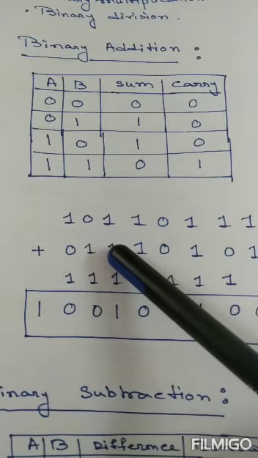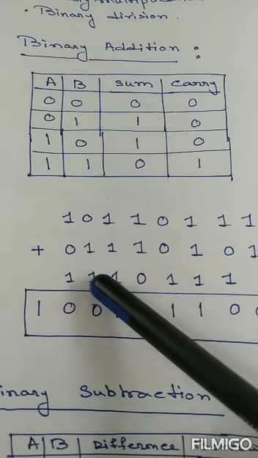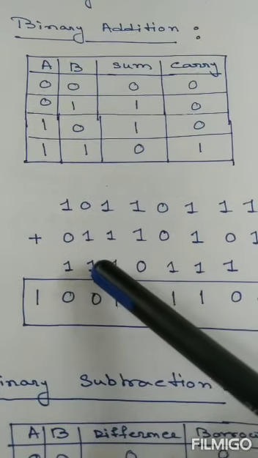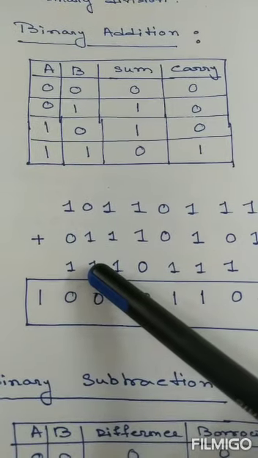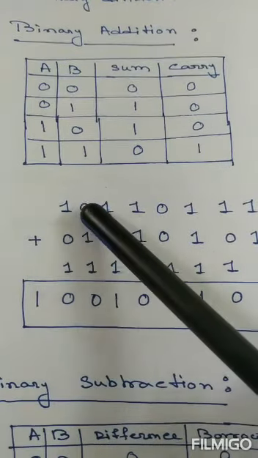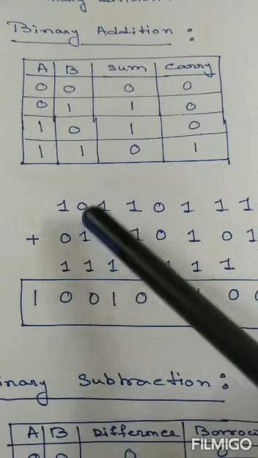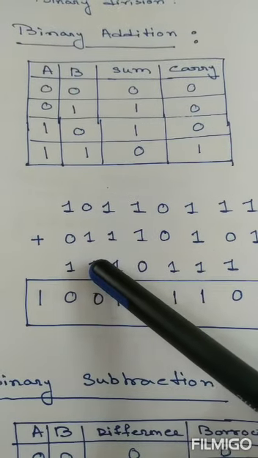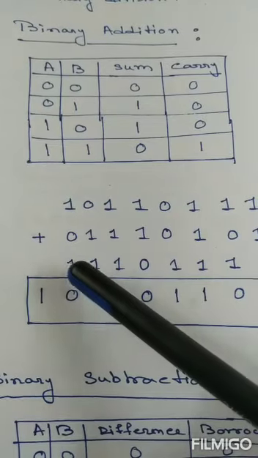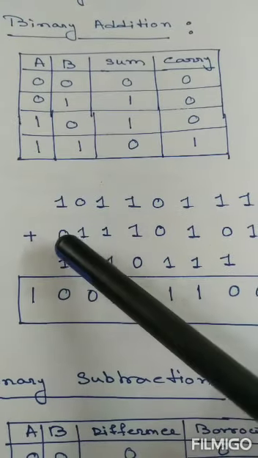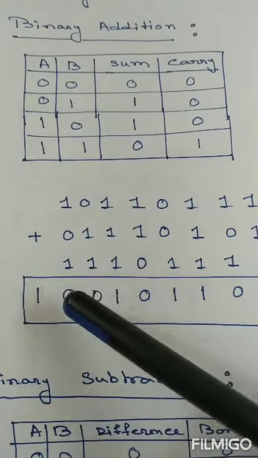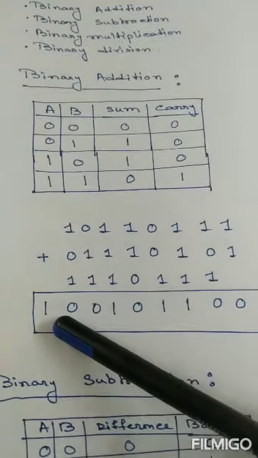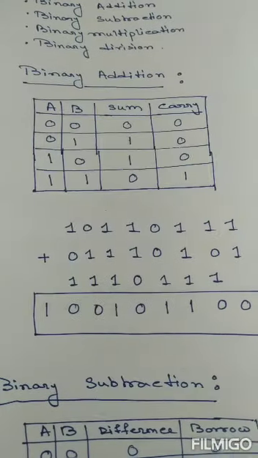And for 1 plus 1 there is a sum 1. So write the carry. 1 plus 1 there is a carry 1. So write the carry 1 here. And 0 plus 1 sum is 1 and 1 plus 1 sum is 0. There is a carry right here. 1 plus 0, 1. 1 plus 1 sum is 0. There is a carry right here. This is the addition of binary numbers.